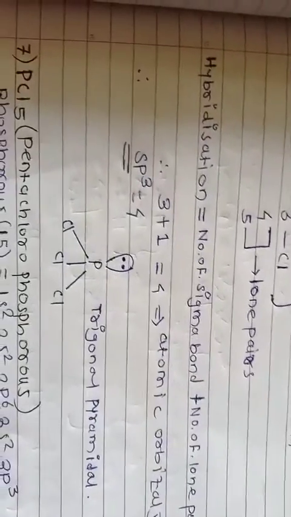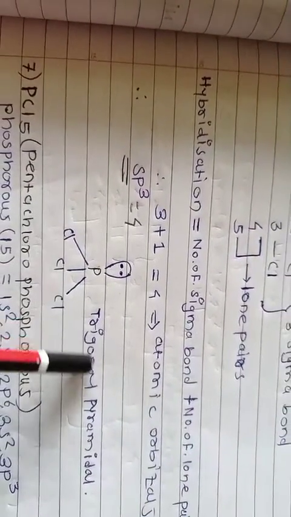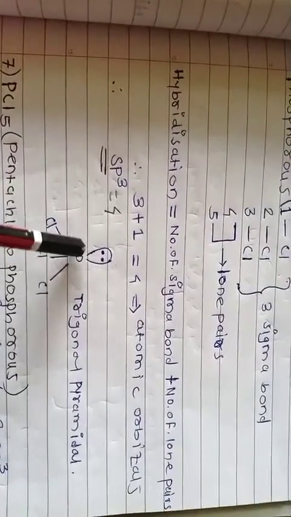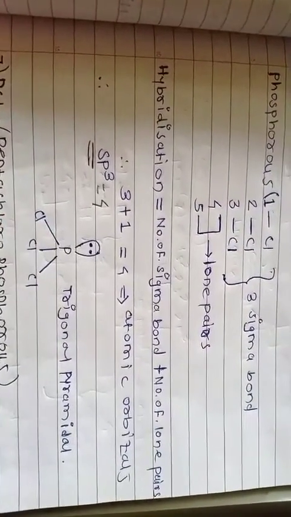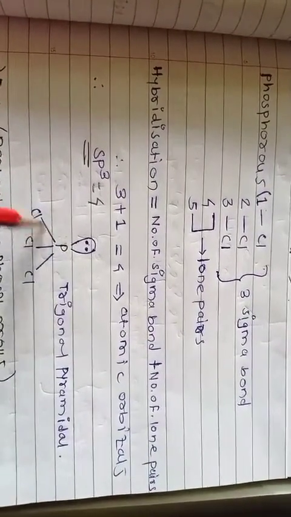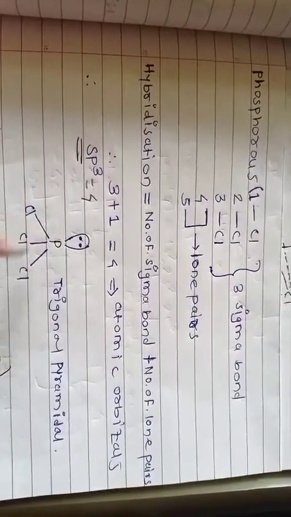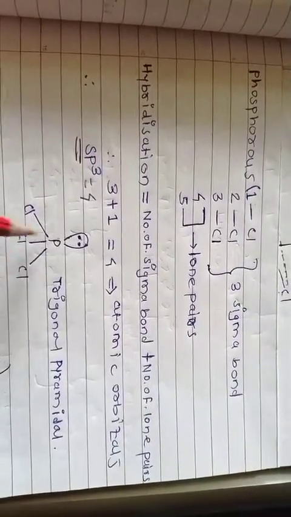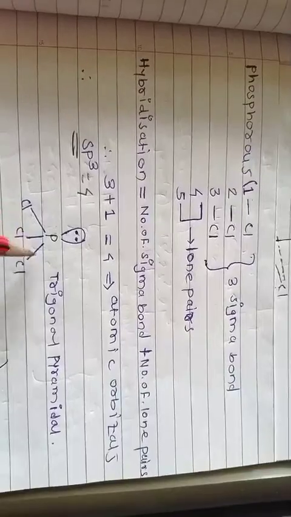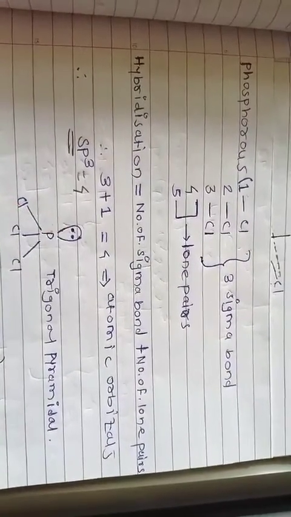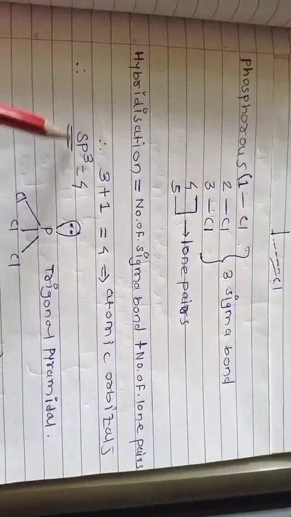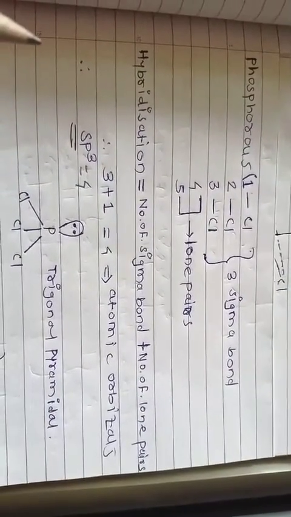Therefore the possible geometry of PCl3 is trigonal planar, having 1 lone pair. So basically phosphorus has 1 lone pair, and the 3 chlorine atoms form 3 sigma bonds with our phosphorus. So basically 1, 2, 3 plus 1 lone pair, that is 4 atomic orbitals. Therefore the hybridization is sp3.